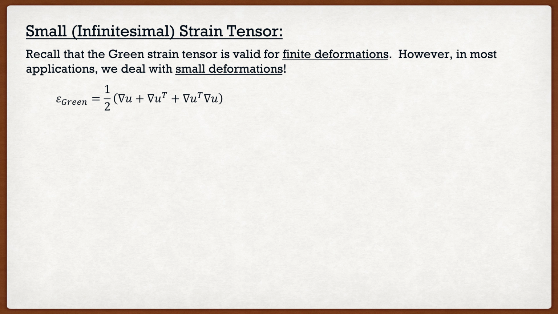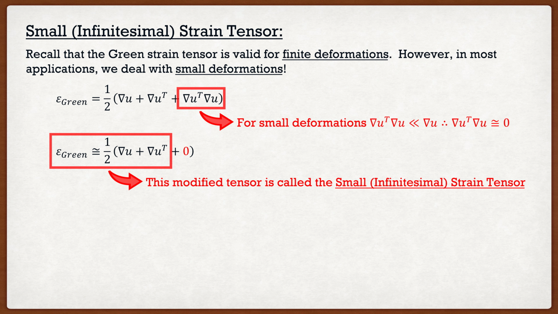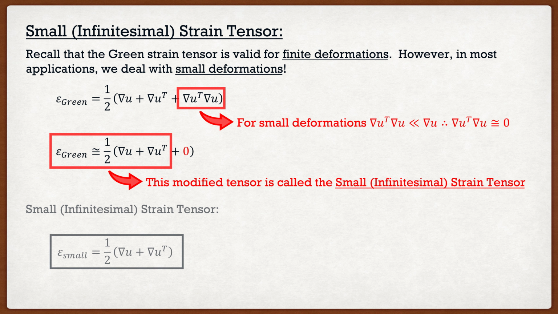Therefore, if we look at our Green strain tensor, we can look at this final component here, nabla U transpose multiplied by nabla U, and we could say that for small deformations, this component is going to be much smaller than nabla U itself. Therefore, we can assume that that last component is equal to 0. And this new modified tensor over here, we call the small or the infinitesimal strain tensor. Therefore, when we're dealing with applications in this course and we discuss the small strain tensor, it can be calculated as 1/2 of nabla U plus nabla U transpose.